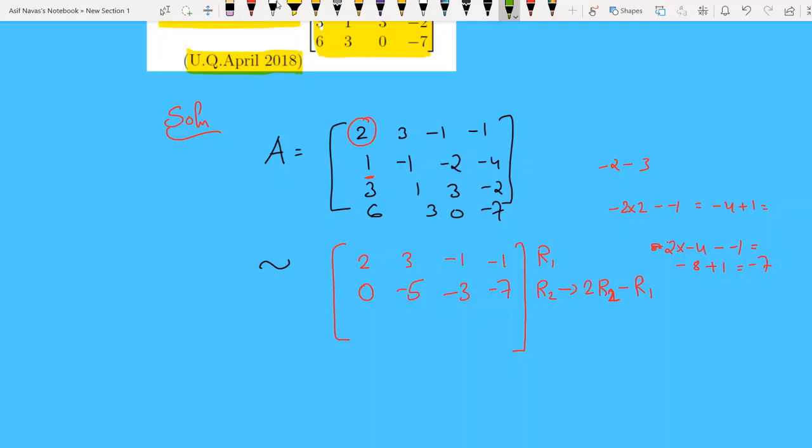Yes, sir. Okay, now we want to change R3. Here there is 3, right? So here there is 2. Now what we will do is 2 into R3 minus 3 into R1.